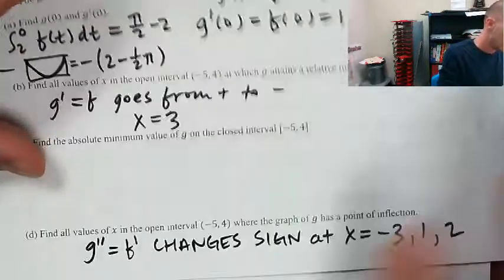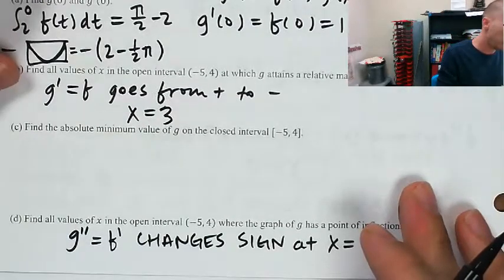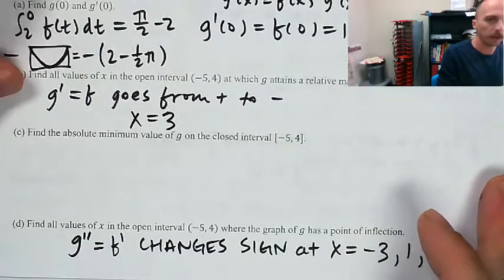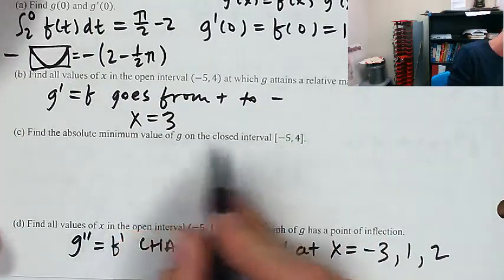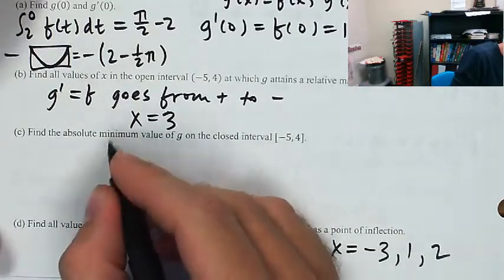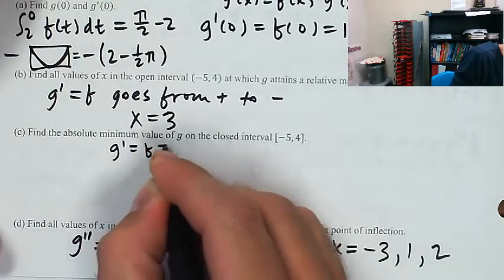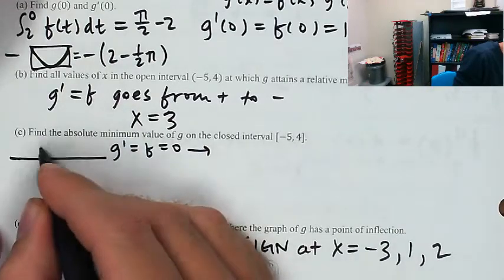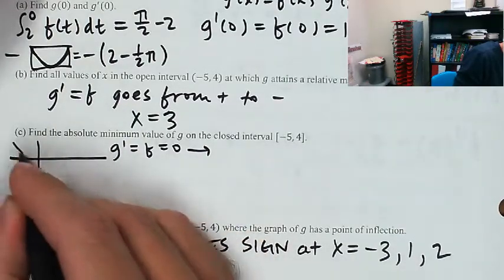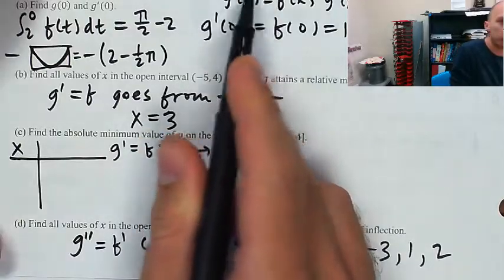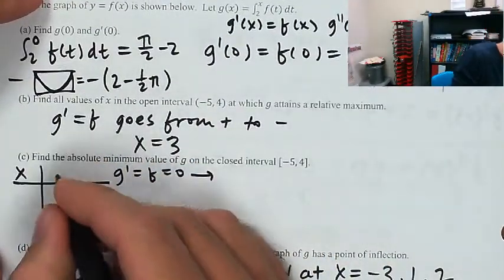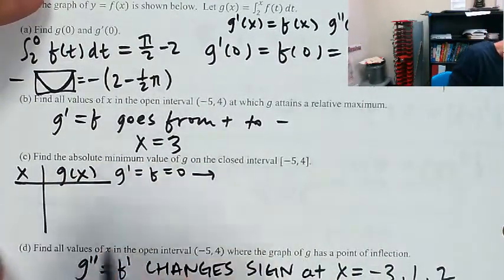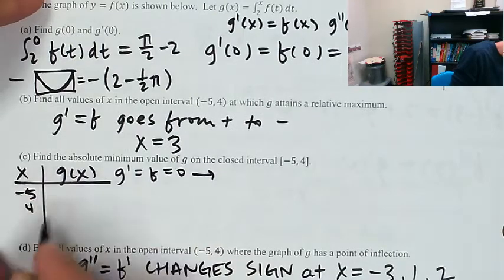All right, now we can do the absolute extrema question. Find the absolute minimum value of g on the closed interval -5 to 4. Remember with this one, we need to find all the places where g prime equals 0, and then we're also going to need to consider the endpoints. So g of x equals the integral from 2 to x of f of t dt. Okay, so -5 and 4.